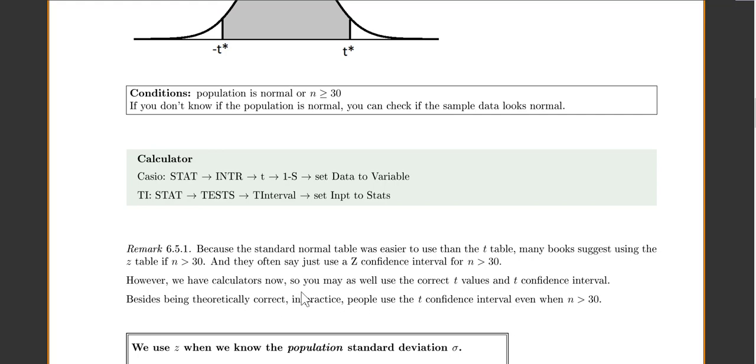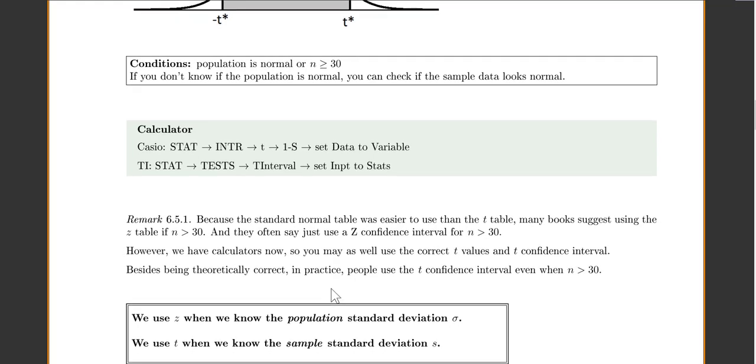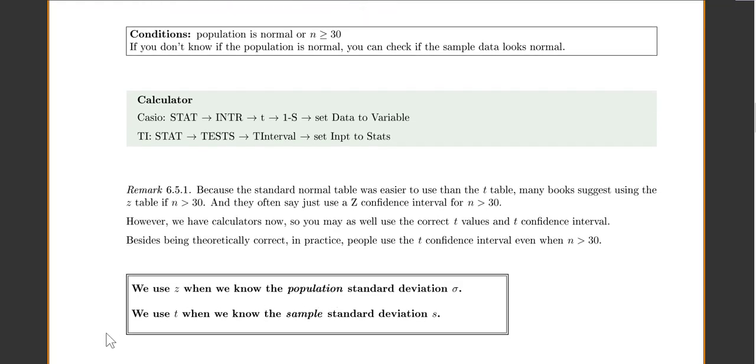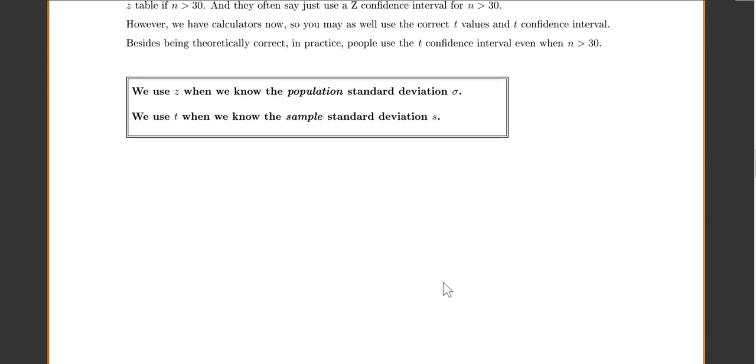Besides being theoretically correct, in practice, I've never seen anyone switch and just use the z-confidence interval when they should have used t. Okay, so the correct way to make your decision about which confidence interval to use is we use z when we know the population standard deviation sigma. We use t when we know the sample standard deviation s. And this is going to hold for the next couple chapters as we move on to other things. Z is always for a population standard deviation, and t is when we have a sample standard deviation.